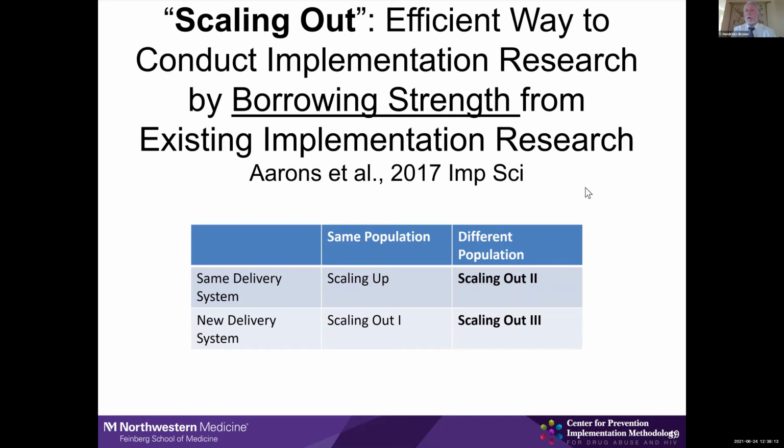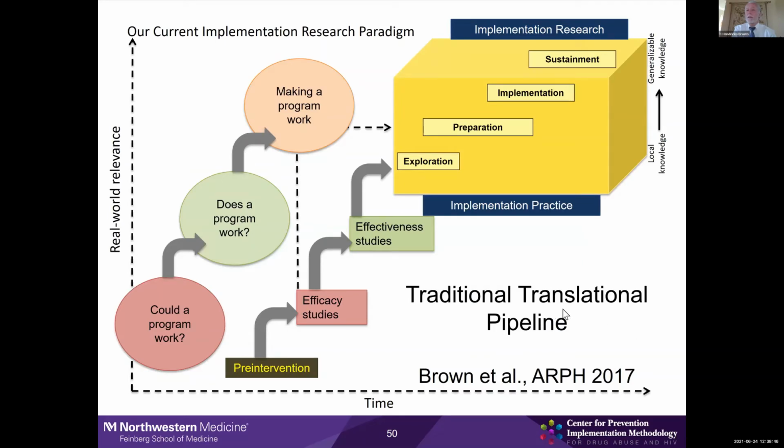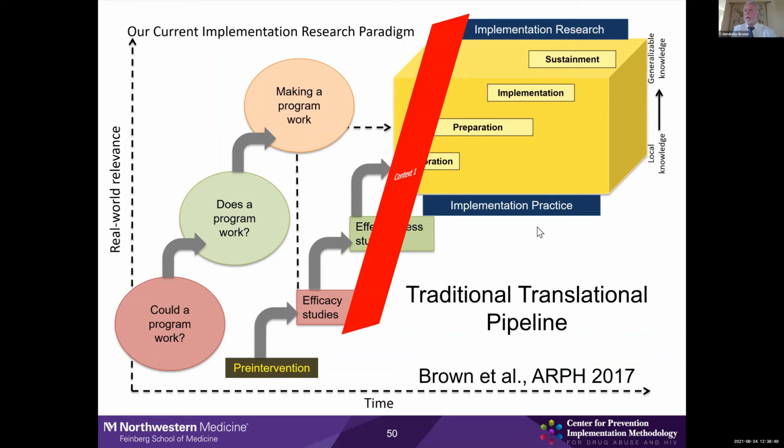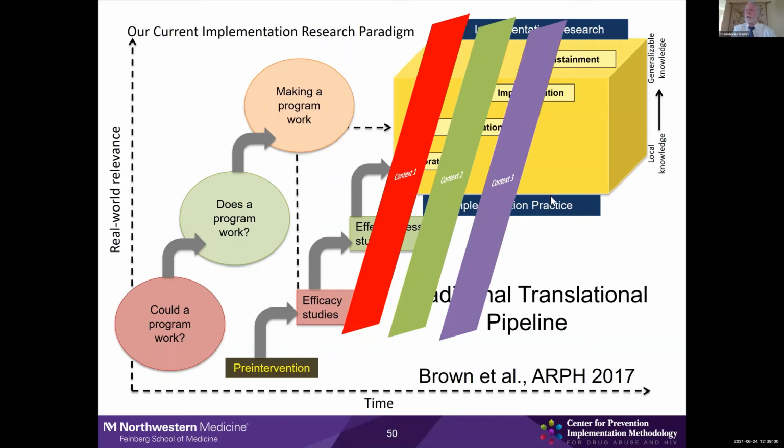I'm going to finish it up here with one comment around scaling out, which is an efficient way to conduct implementation research. We don't think you can do everything at once in here, but my colleague Greg Aarons was first author in this one. And it distinguishes between scaling up, which is really taking an intervention that's evidence-based and applying it to the same population, the same delivery system, with either a different population or a different delivery system or both. So here's the traditional translational pipeline. And if you think about what we normally do, we take one context and run it through the entire cycle of this pipeline. And then we go through another one, and then another one. Well, that's 30 years down the lane, trying to get this one.